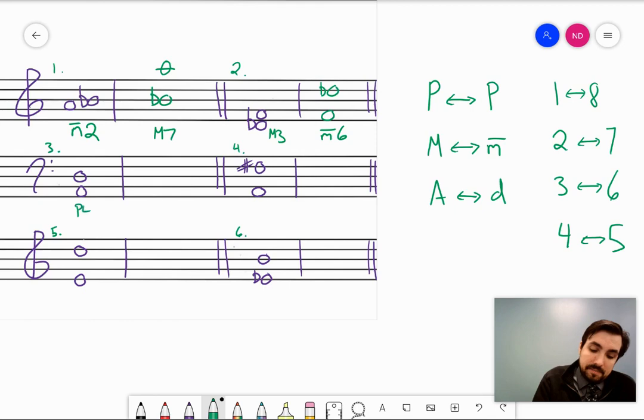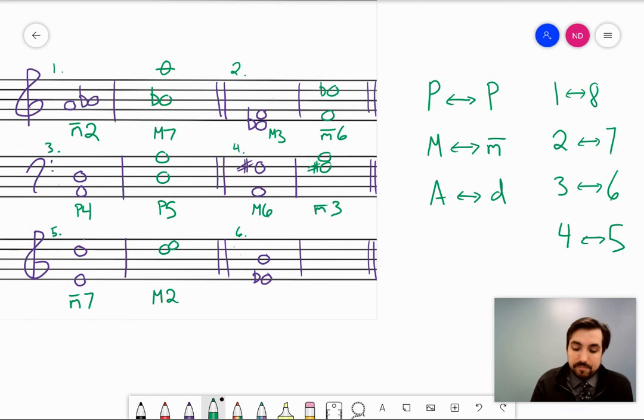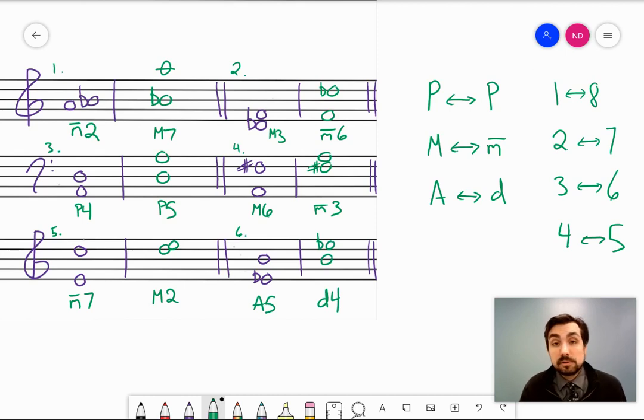A to D is a perfect fourth. When I invert, it becomes a perfect fifth. A to F sharp is a major sixth. When I invert, it becomes a minor third. E to D is a minor seventh. When I invert, that becomes a major second. E flat to B natural is an augmented fifth. When I invert, it becomes a diminished fourth. That's how interval inversions work.